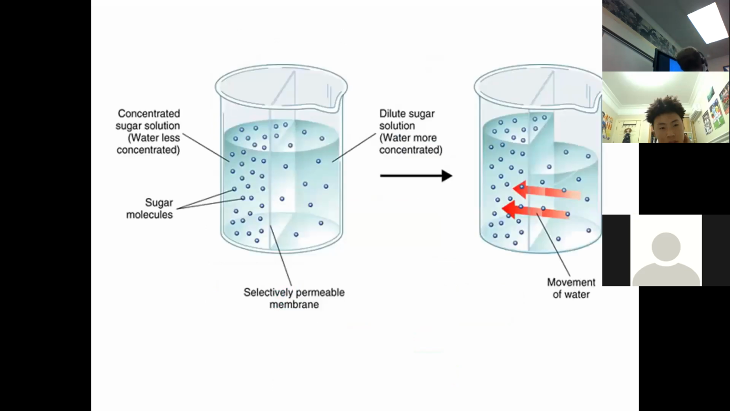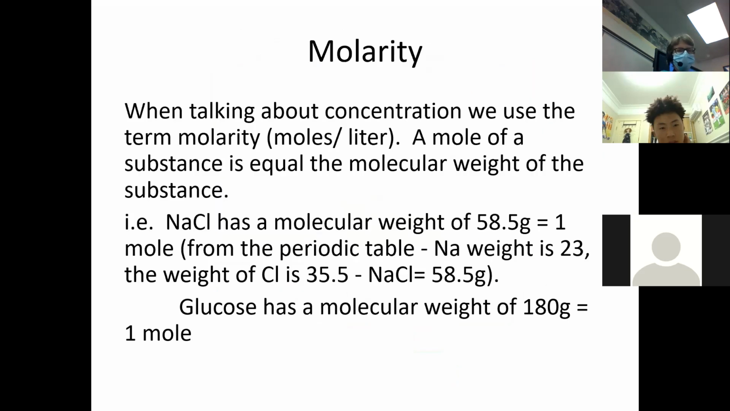Again, this is the same thing here, right? We have a selectively permeable membrane. We have lots of sugar here, less sugar here. Water is going to move this way to the hypertonic solution.